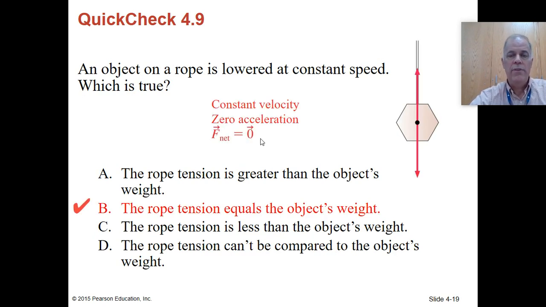All right, again, this one is in equilibrium. It's descending at a constant speed, so it's not accelerating. That's equilibrium, so the forces have to be equal in all directions. So the rope tension equals the object's weight. Here's the next one.